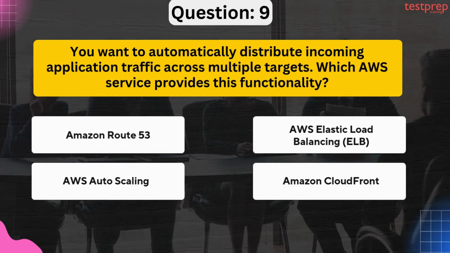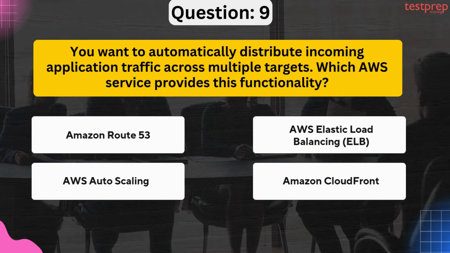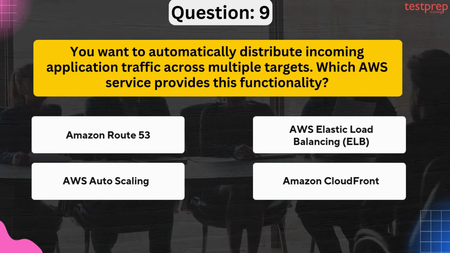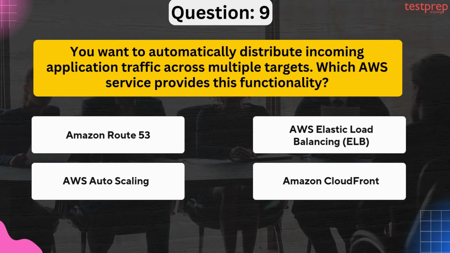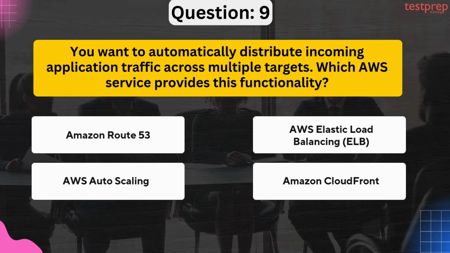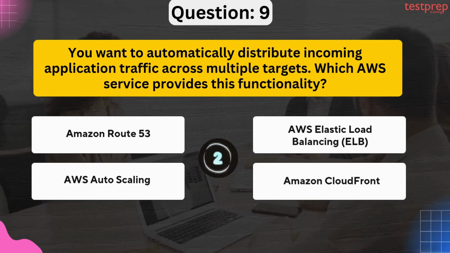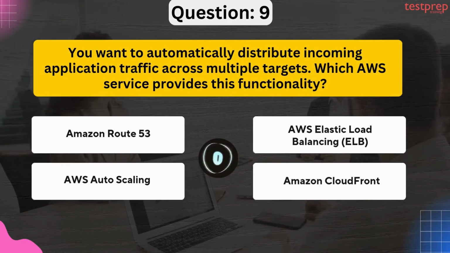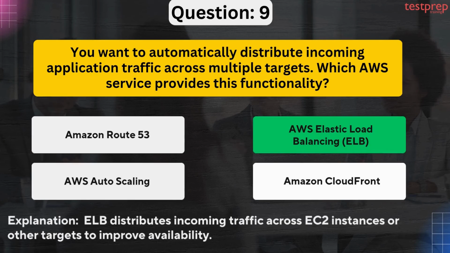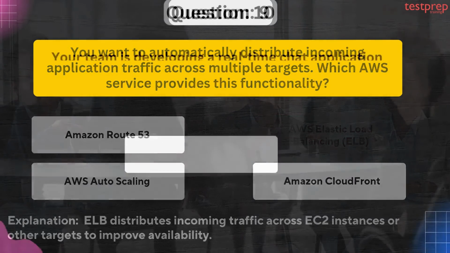Question 9. You want to automatically distribute incoming application traffic across multiple targets. Which AWS service provides this functionality? The correct answer is AWS Elastic Load Balancing, ELB. ELB distributes incoming traffic across EC2 instances or other targets to improve availability.